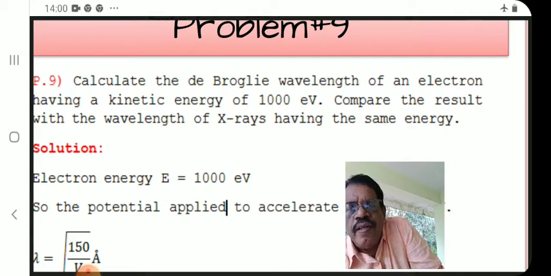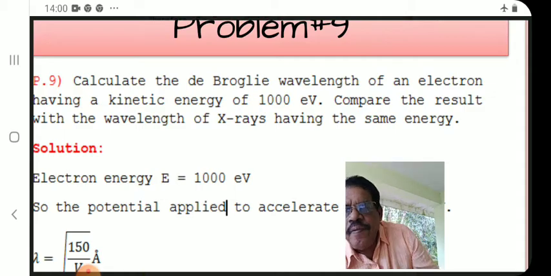We have to find the wavelength of electron, lambda 1. Then we find the lambda of X-ray photon, which is lambda 2. We have to find lambda 1 by lambda 2 or lambda 2 by lambda 1. That is the meaning of comparison.